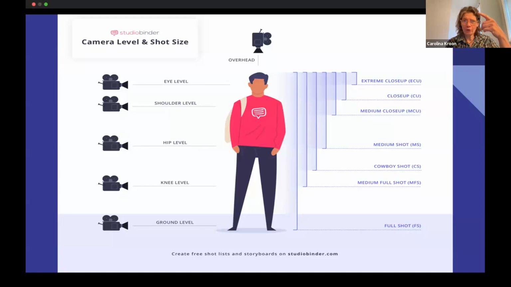And then also overhead is an option, right? The sort of bird's eye view from above. And then on the right, you'll see different descriptions of terminology that is common in terms of basically crops, right? How close you're getting. And this is useful also for people that are trying to think through what they want to ask somebody to take a picture of, right?